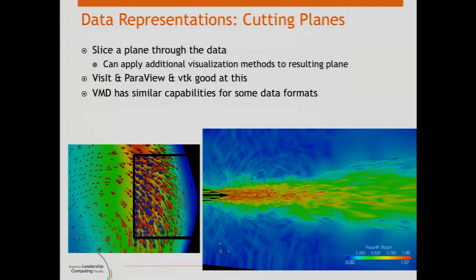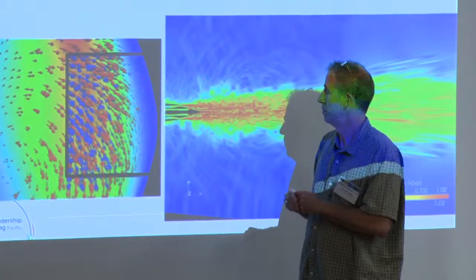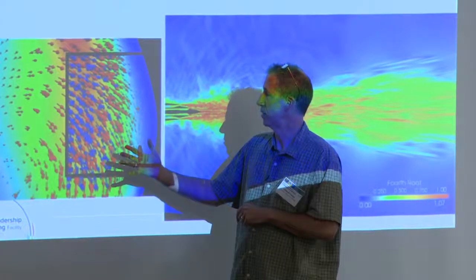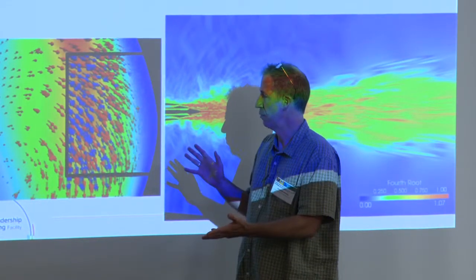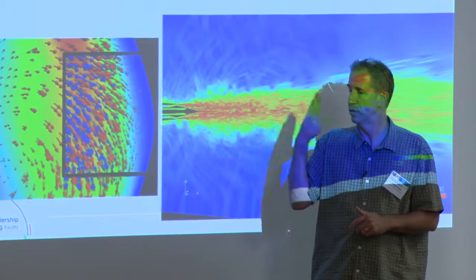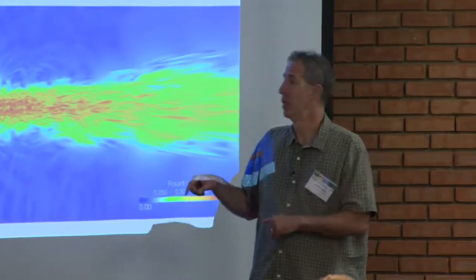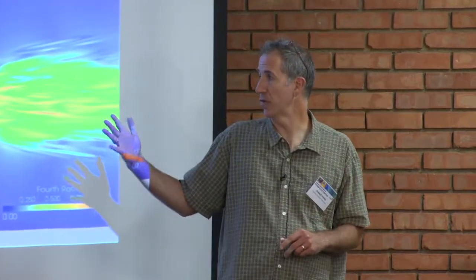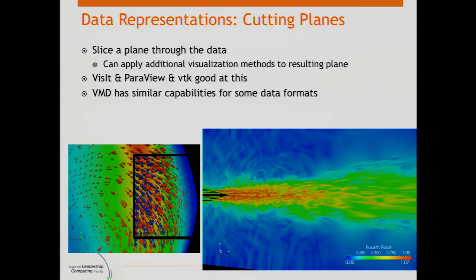Cutting planes is another data representation. So you take a slice of plane through the data set, and then you can apply additional visualization methods on that resulting plane. For example, here in this bottom example, which comes from the blood flow example I'll talk about a little more later, on this plane, it's a slice through a mesh, and the arrows are points in that cross section, and there's a vector field there. So we're adding the vectors that fall on that slice to show the direction that a flow is moving on that slice. That's one way of combining multiple types of representations into a single visualization of the same data.